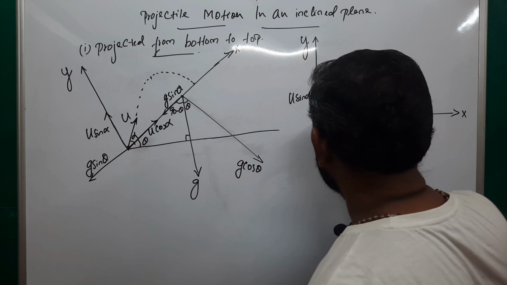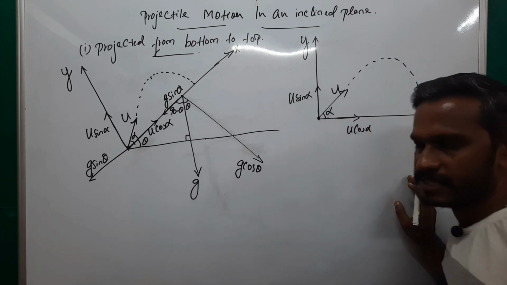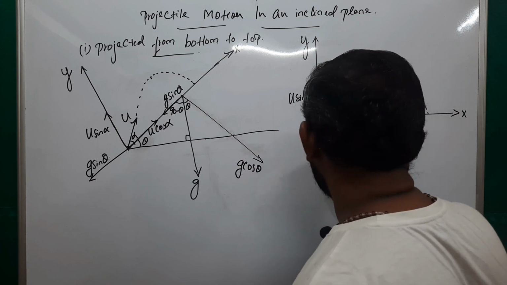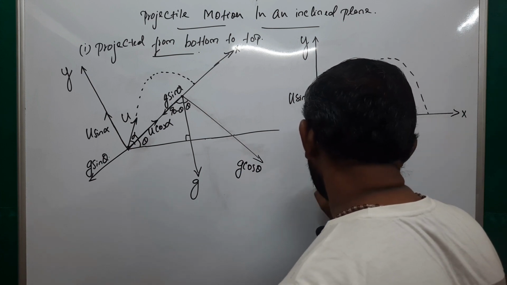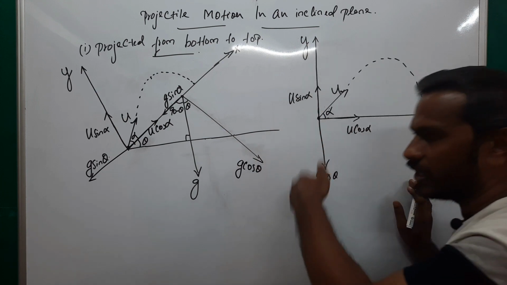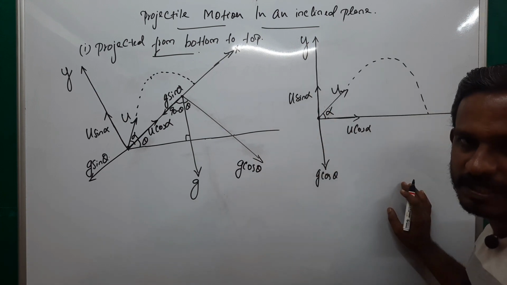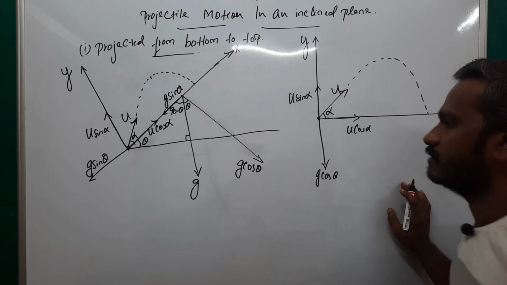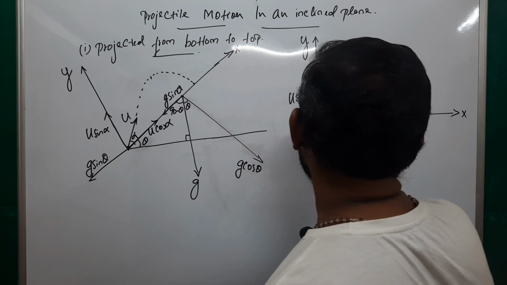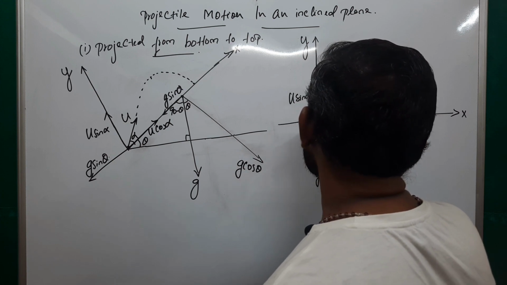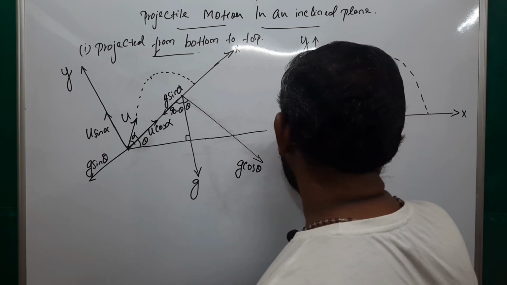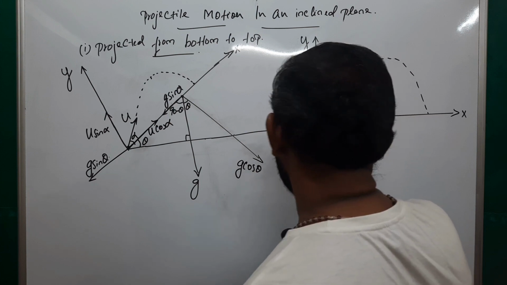Now g acts in two components. The acceleration in the negative y-axis direction is g cos theta, and this is the vertical component of acceleration. What is the horizontal component of acceleration? It is acting like this, that is g sin theta.